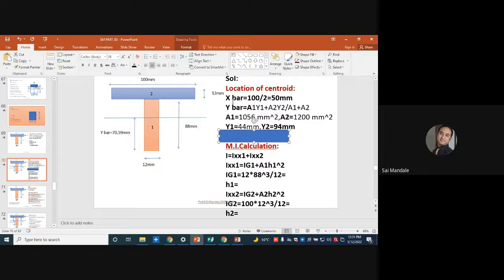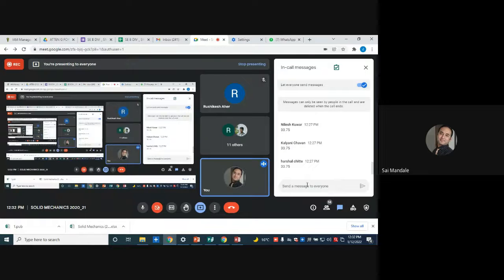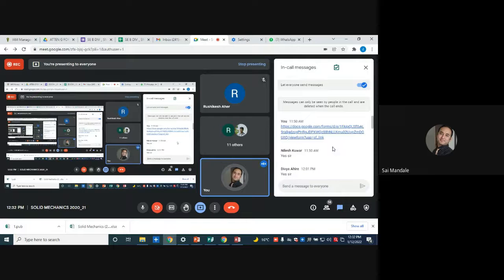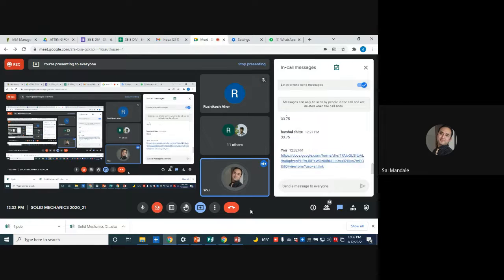See, calculation of X bar, Y bar, and calculation of I, that is IXX, is homework for you. Today I'm going to stop over here. If anybody has any doubt or query, you may ask right now. In the next lecture, I'll show you how to identify the shear stresses induced in the different sections of the T section. If anybody has any doubt, please ask me. Anybody? If not, I have shared a link for the attendance sheet in the chat box. Those who have not yet given attendance, please fill the attendance sheet. Once you have given it, you may leave the session.